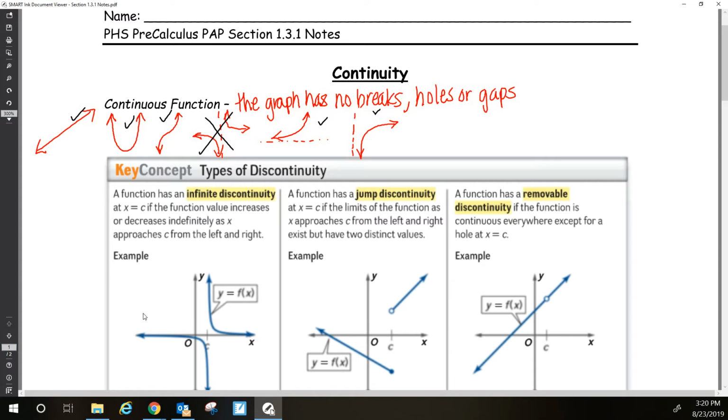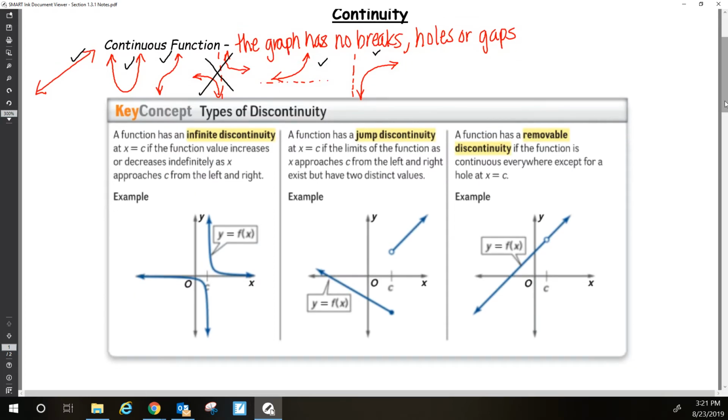it's got a point of discontinuity in there. All right, so speaking of points of discontinuity, we have three different types of discontinuity we're going to talk about in PreCalculus. The first one is called an infinite discontinuity. We call that because on either side of the discontinuity, our graph is going either to positive infinity or down to negative infinity. So since it's going to infinity at that point, it is an infinite discontinuity.